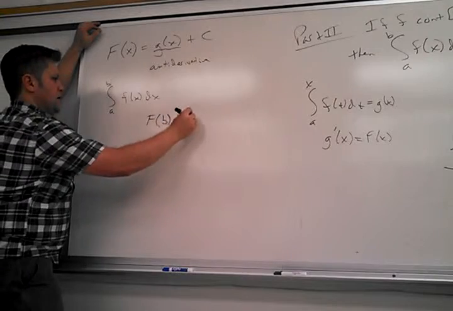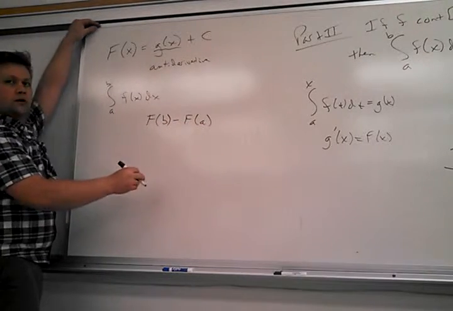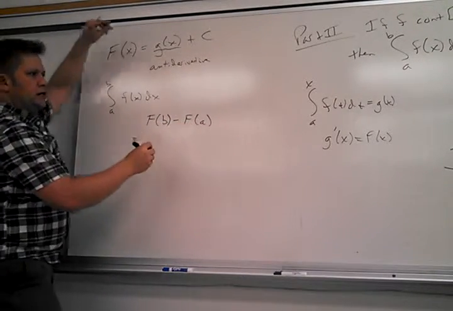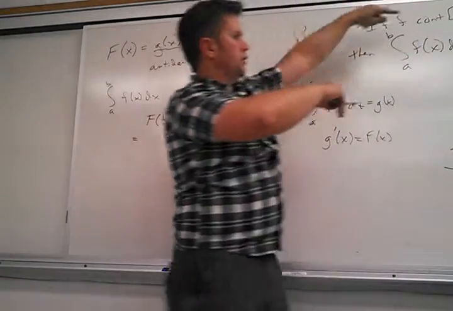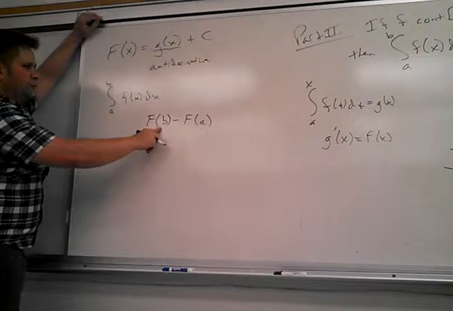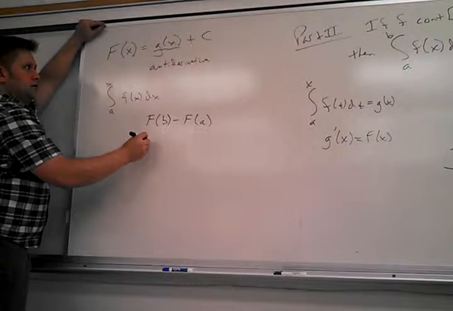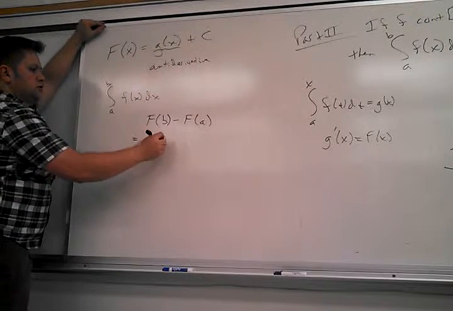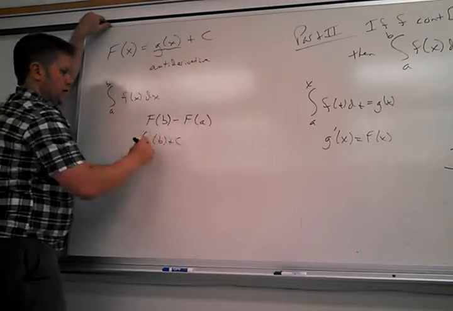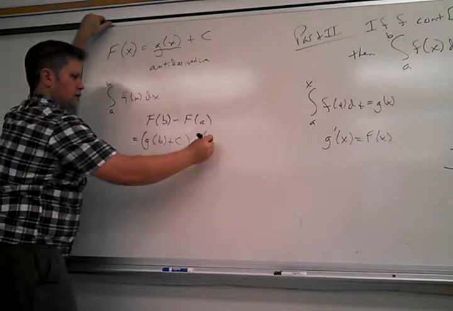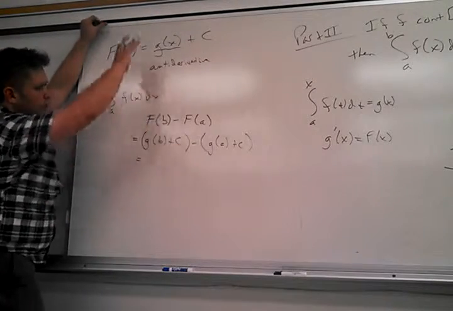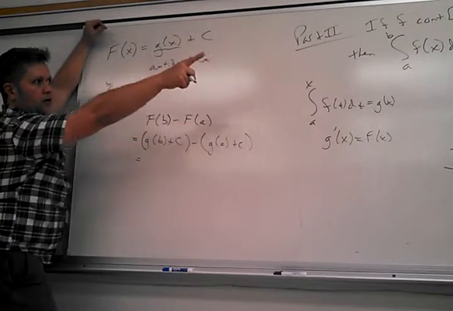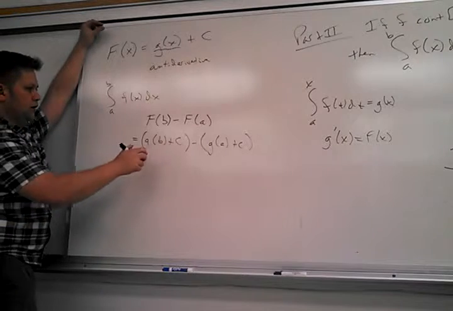Let's say, what's F of b minus F of a? That's much better. We're going to look at this in reverse, say what that equals, and show that it comes back to this. So what's F of b? G of b plus c. And what's F of a? G of a plus c. So now we can use the fact that it was easier to start with that side and go back and prove it the other way.